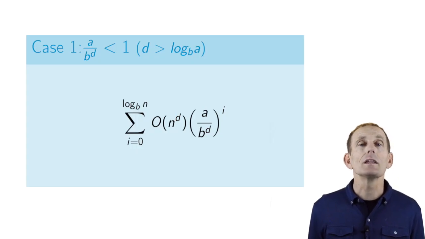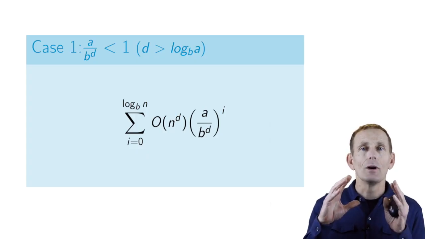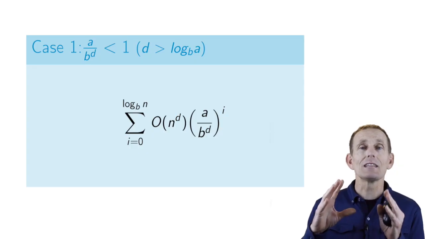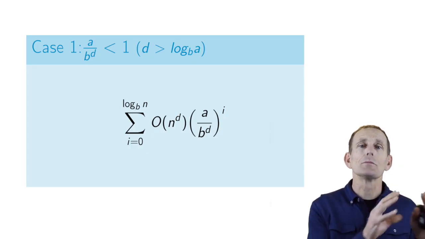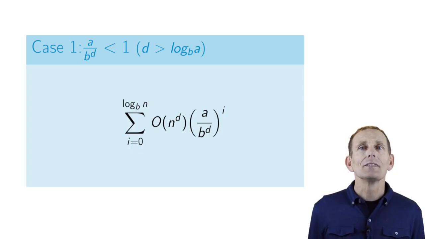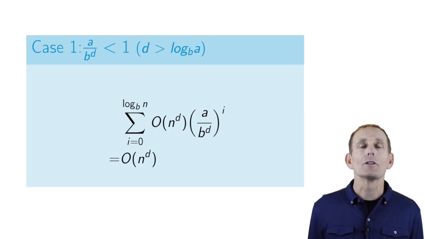You remember as we stated the solution of the master theorem. Case one is d is greater than log base b of a. Well, it's equivalent to saying a over b to the d is less than 1. So now our multiplicative term is less than 1, so it's getting smaller and smaller. That means that the largest term is the first term, and that's the one that we have an order of. So this is big O of n to the d.